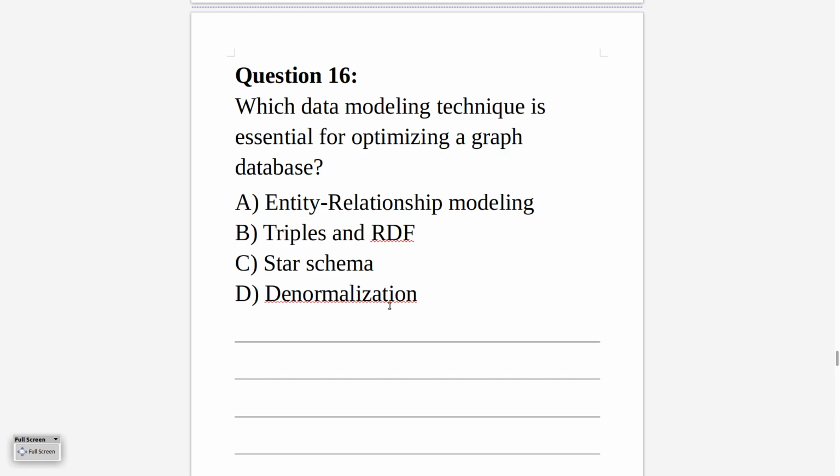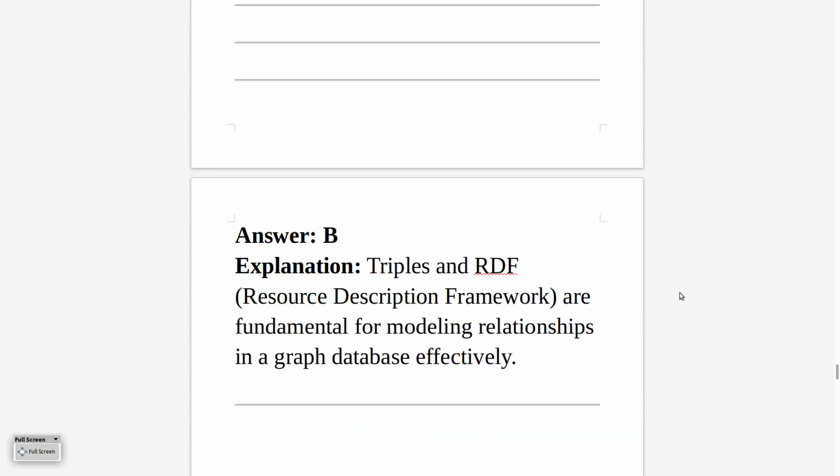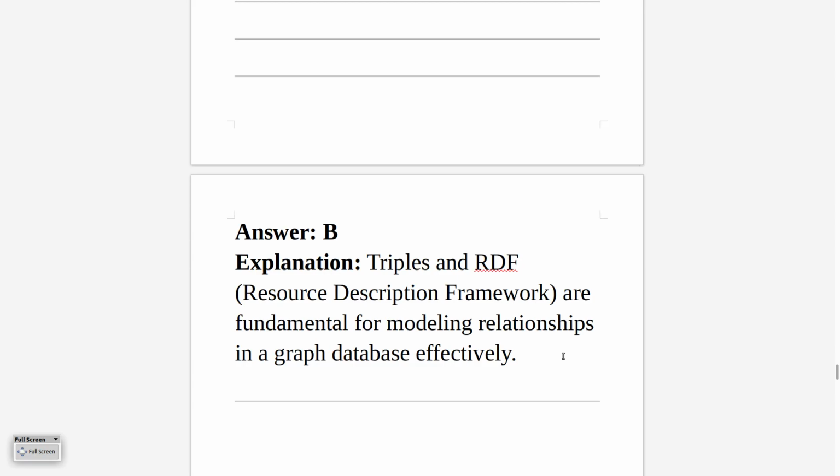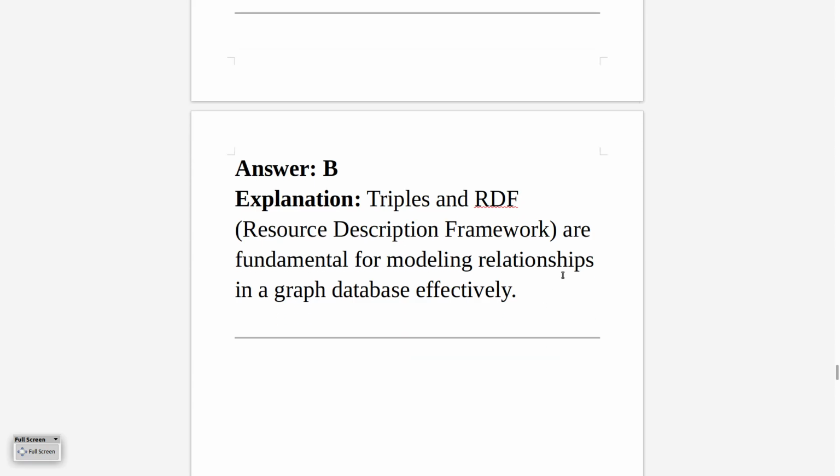Okay, I don't know. I think it probably won't be D, but honestly, I don't know. This is something I've never looked into, how a graph database works, and probably one of these would stick out immediately if I knew the subject. So let's see what the answer is. B. Triples and RDF, resource description framework, are fundamental for modeling relationships in a graph DB effectively. Triples and RDF. It just sounds rather bizarre, but I'm curious already.